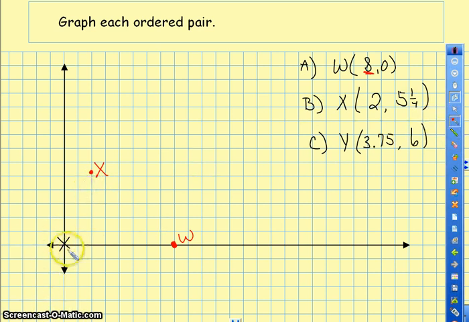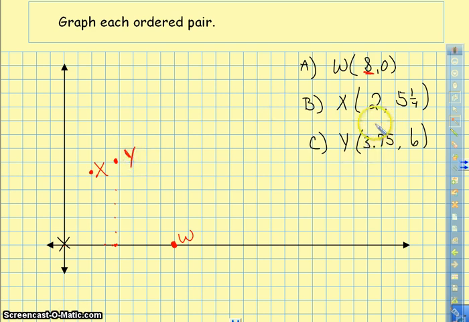Okay, I'll erase this little part underneath there that we marked off. And then I have 3.75. So I'm going to go, starting at the origin, count over 1, 2, 3, and then 0.75. Here's my halfway mark. It's going to be between halfway and 1 whole. So right about there is 3.75. I'm just going to make a little small mark. And then I'm going to go up 6 from that point. So 1, 2, 3, 4, 5, and 6. And you'll notice it's not on the line because it should be 3.75 over. Okay, and this is point Y.